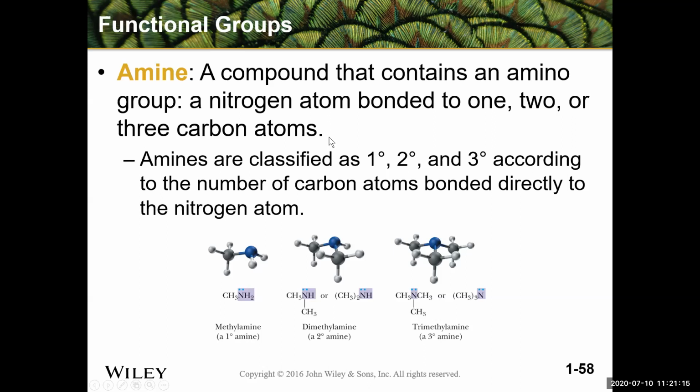The second type of functional group is called an amine. An amine is a compound that contains an amino group. Now you have a nitrogen atom bonded to either 1, 2, or 3 carbon atoms. Okay, so there are 3 different subclassifications of amines.